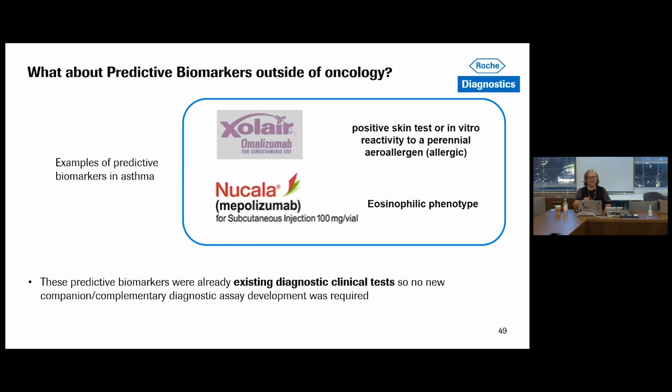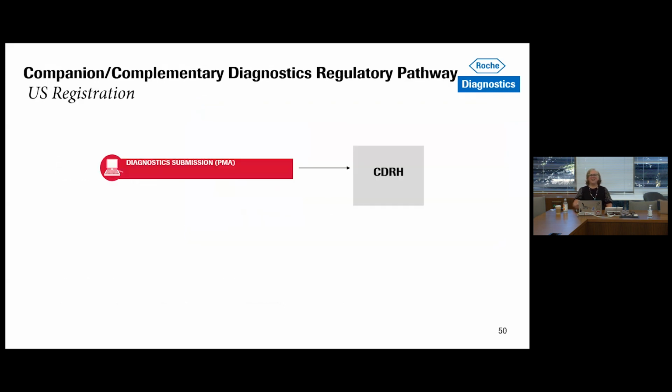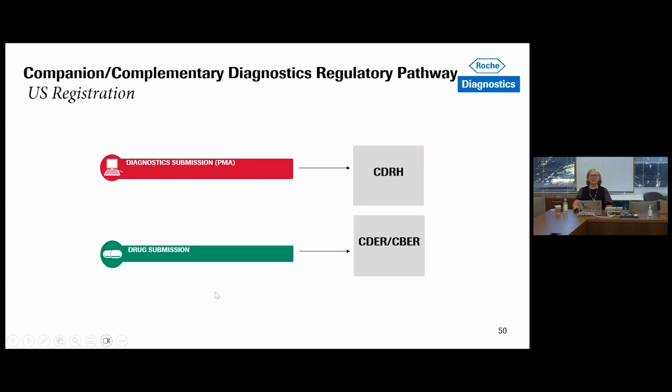The guts of it is the biomarker. Thank you. So the pathway here is the same. The regulatory pathway in the US is the same, whether it's a companion or a complementary diagnostic. The level of safety and efficacy and data and validation of the assay and all of that is the same for either companion or complementary.